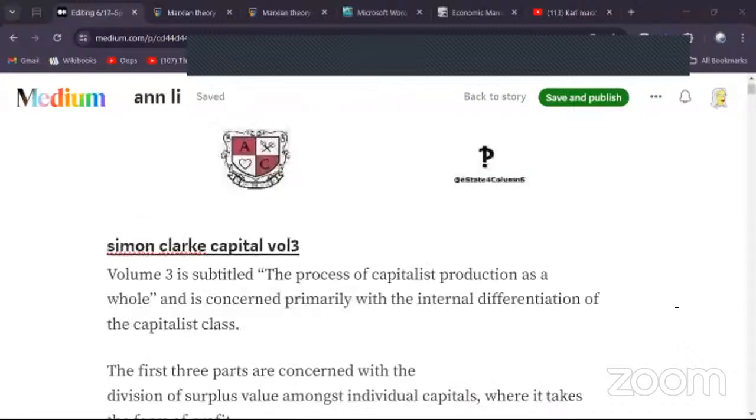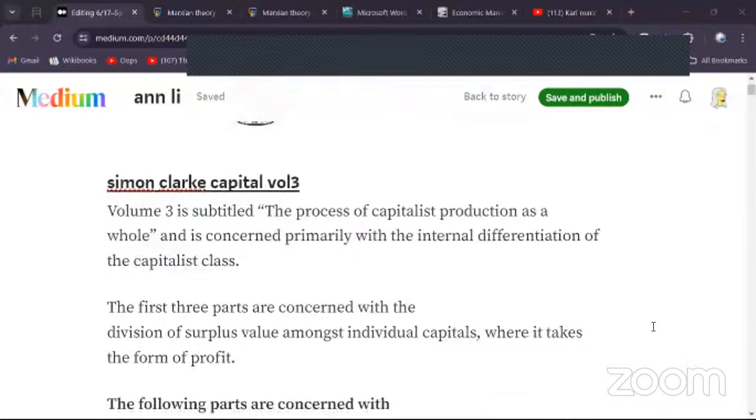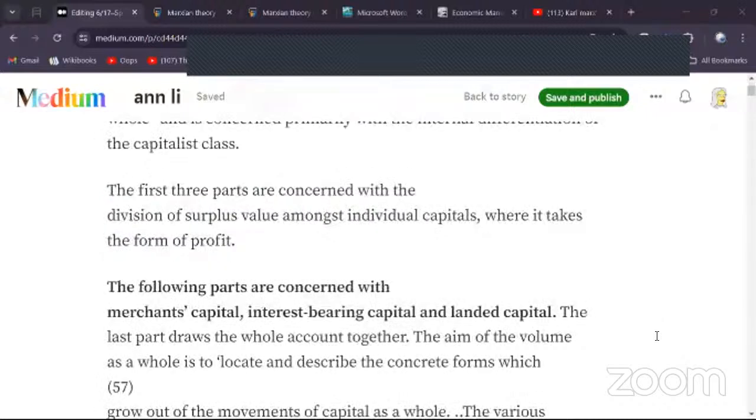So, Simon Clarke's summary of Capital Volume 3, subtitled The Process of Capitalist Production as a Whole. That is, looking at the totality of it, concerned primarily with the internal differentiation. And this idea of differentiation is both literal and figurative. It can be thought of in a mathematical way as well, even though difference, I think, goes in a very different direction for those of us who follow other theoretical humanist matters. The first 3 parts of volume 3 are concerned with the division of surplus value amongst individual capitals, where it takes the form of profit.